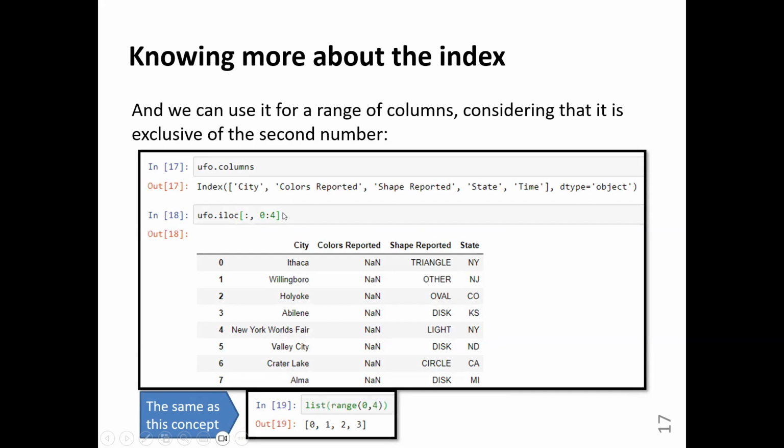If you say 0, 3, it's going to show you city, index 0, 1, 2, but not 3. That's the problem. Well, not the problem. That is how iloc works. So iloc is not inclusive on both sides. Does that make sense?